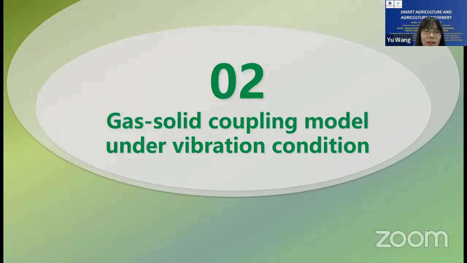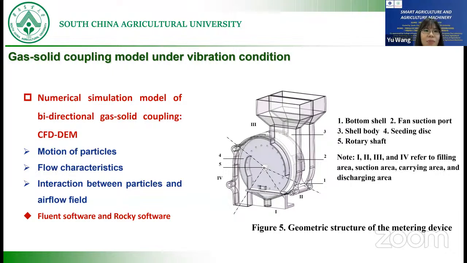That's our work. Because there is no quantitative way to study the effects of vibration on the metering device, what we do is based on a numerical simulation model. This model is a bi-directional gas-solid coupling model, because we need to combine CFD, computational fluid dynamics, and DEM, the discrete element method. We investigate the motion of the seed particles and the flow characteristics in the chamber, and also the interaction between the seed particles and the airflow field. To build this coupling model, we combine two software packages, ANSYS Fluent and Rocky.